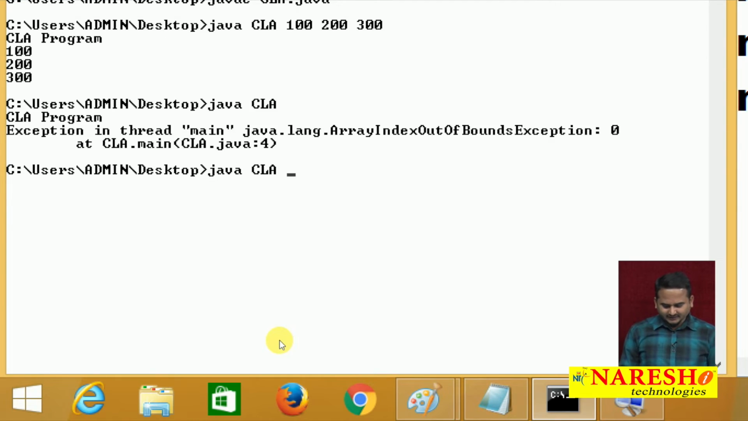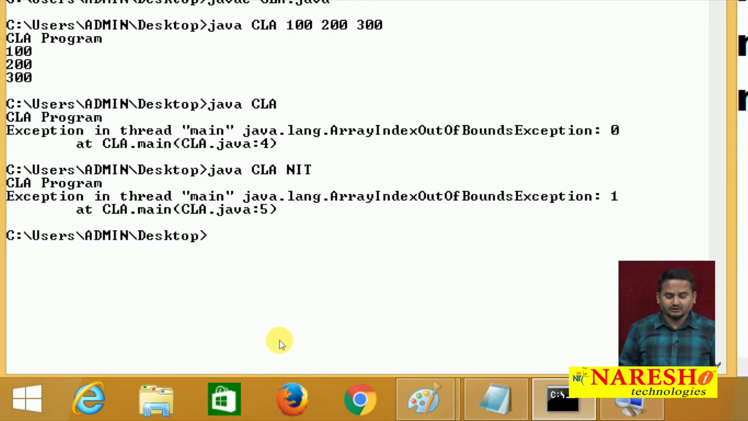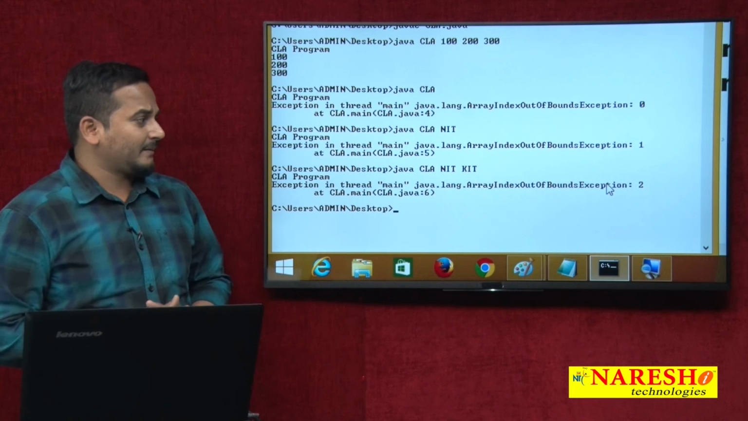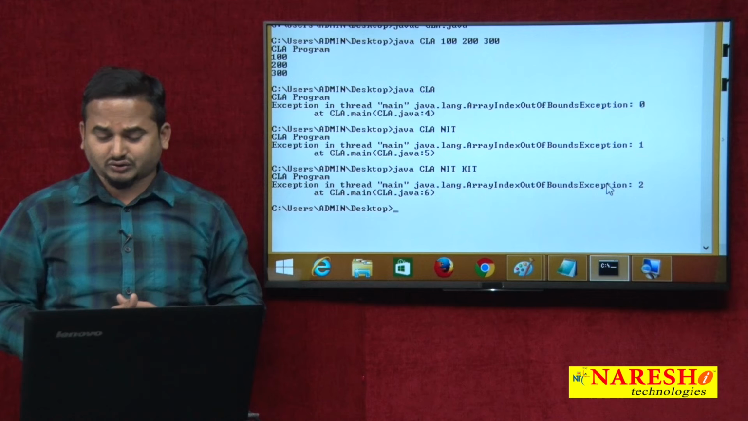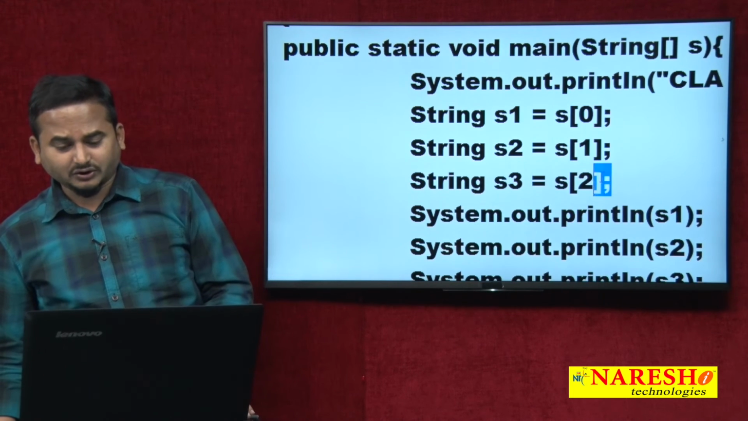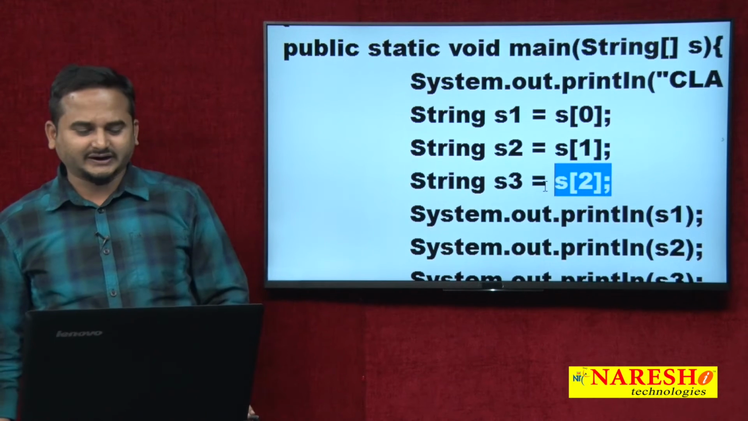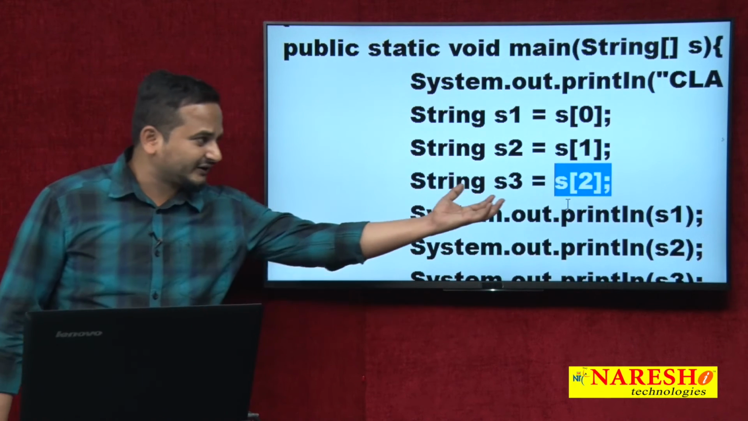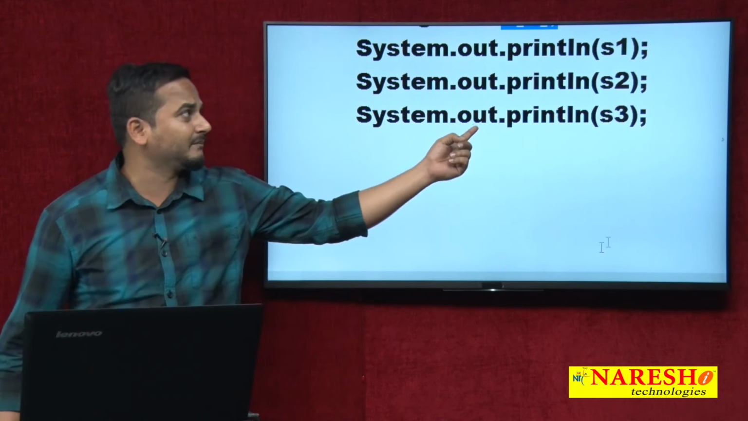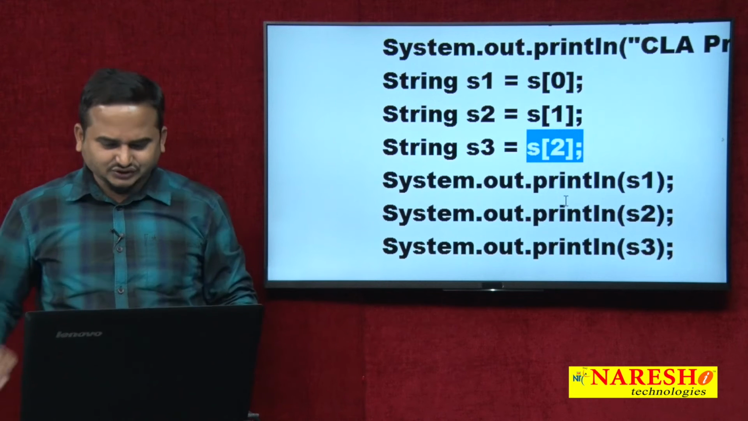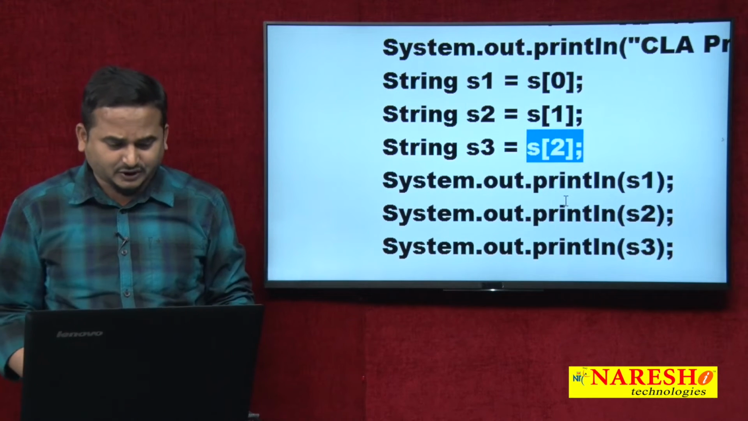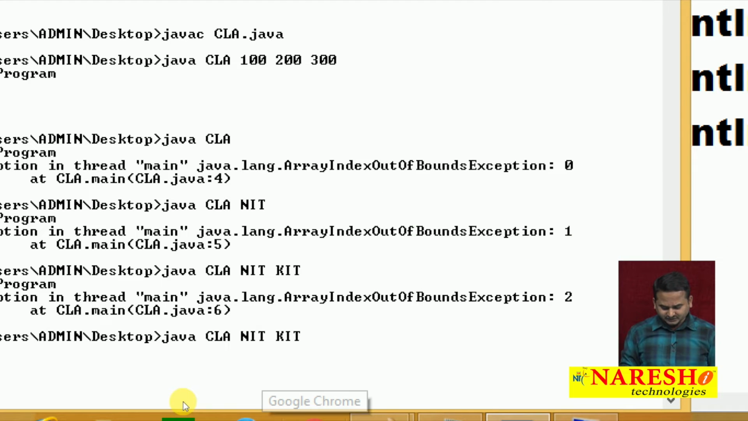The second time, I am sending NIT. So NIT is suitable for S of 0, but we still have a problem with 1 and 2. The next time I am sending KIT, Karthik Technology. This time again we face the problem, ArrayIndexOutOfBoundsException 2. The reason is that without placing any value into S of 2, I am trying to read. First I try to read the data from the S of 2 index position, and later place it into S3. There is no value in S of 2, so how can I read it? It is not possible. So finally we must send all the values.